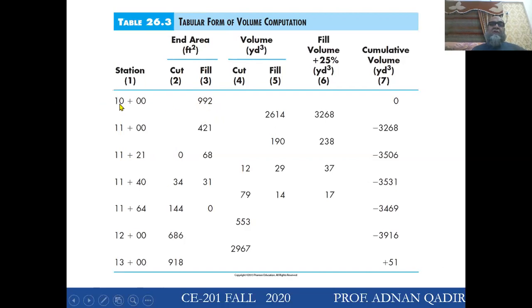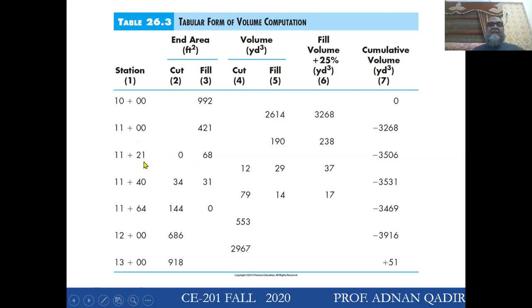So I have station 10, I mean 1000 feet, and station 11, 1100 feet. So I will calculate a volume between these two areas. Simple. What I will do is add this, divide by 2, multiply by 100. Right? So this you will get the area.